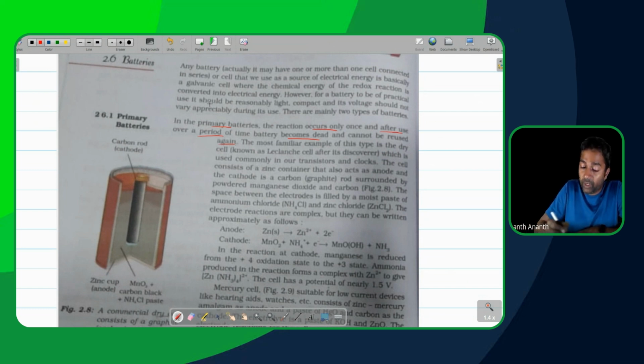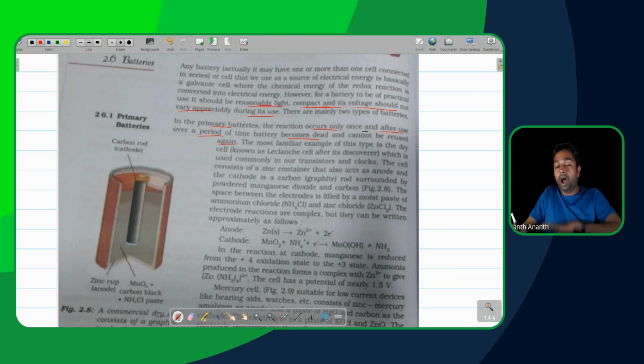However, for a battery to be of practical use, it should be reasonably light, compact, and its voltage should not vary appreciably during its use. These are the main 3 points. Reasonably light and compact are both okay. But the other one, the voltage should not vary appreciably, is a very, very key point. It gets glossed over usually, but it's a very key point. Okay, all right. Now coming back to the thing here, it cannot be reused over here again. All right.